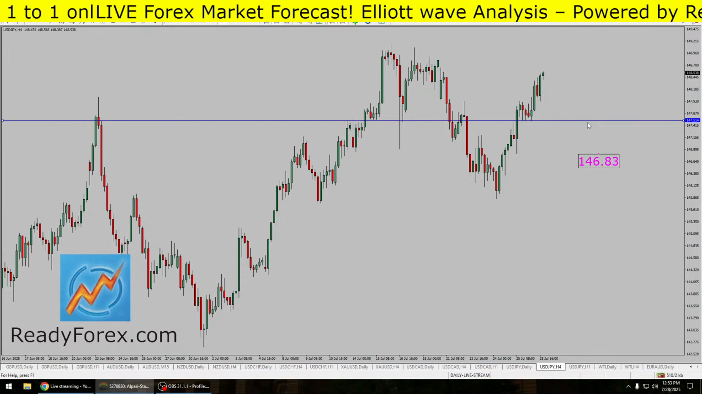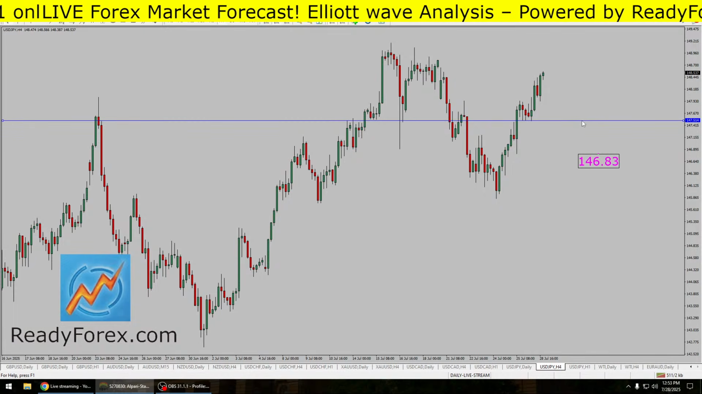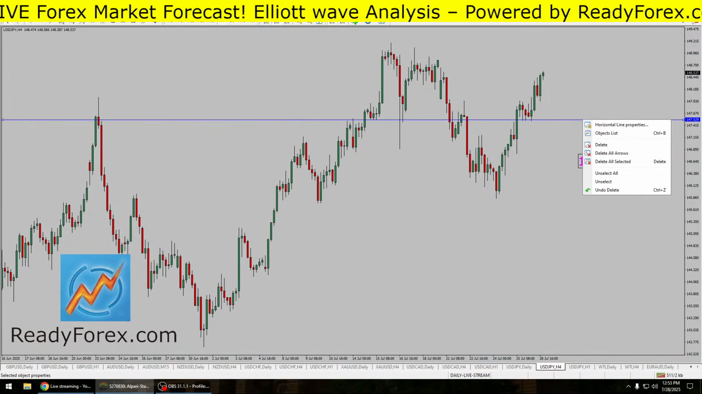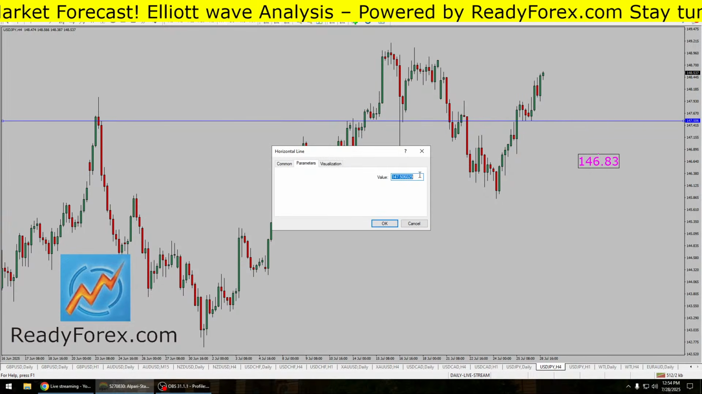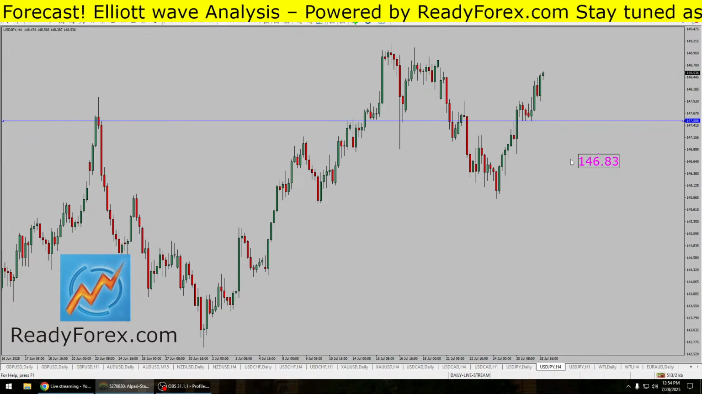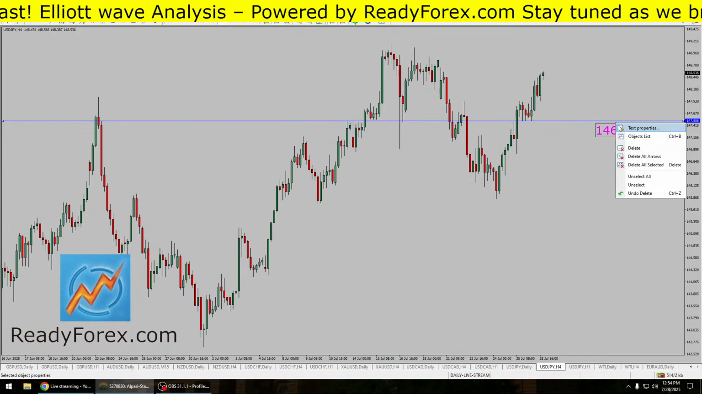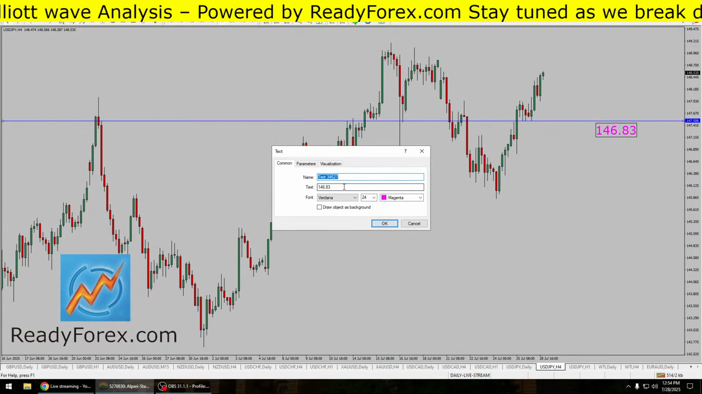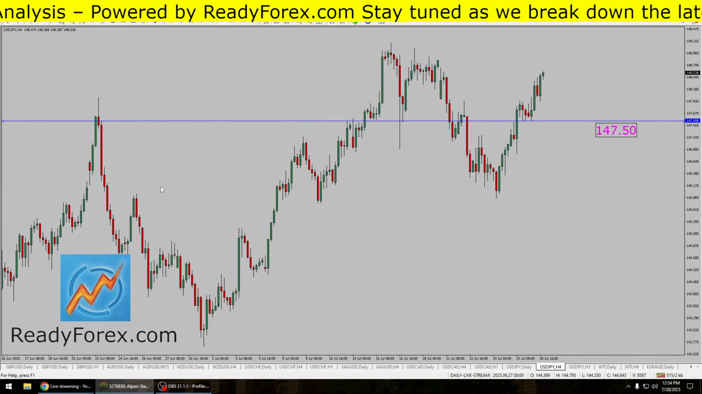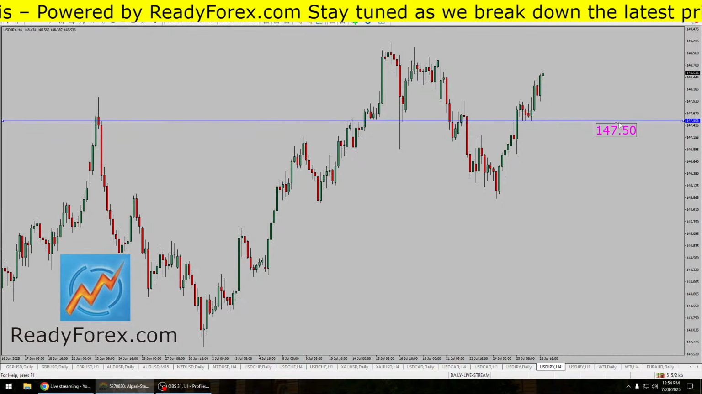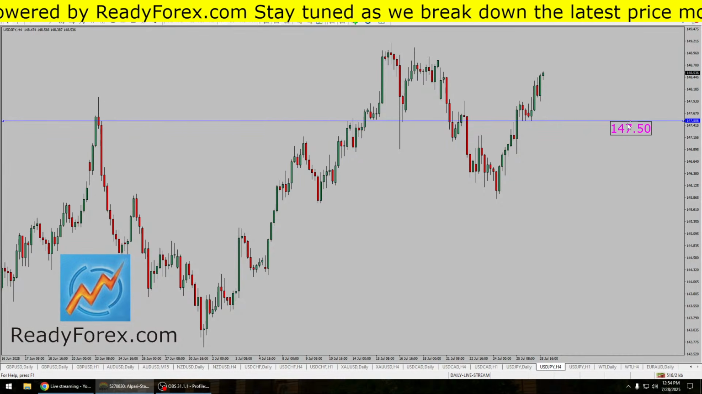So right over here, 147. Let me tell you the exact level. 147.50. Okay. So if market really wants to go down, then we should get a break below 147.50 level. Otherwise, it is going to rise up more.